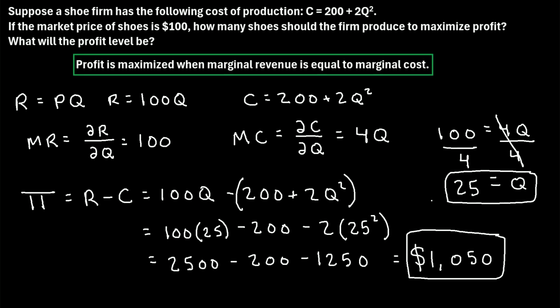So this firm is able to maximize their profit by producing 25 shoes. And when they produce 25 shoes, their profit is $1,050. So that is how you can find the maximum profit for a given firm. If you know their revenue function and their cost function, you simply need to find the marginal revenue and the marginal cost and set them equal to each other.